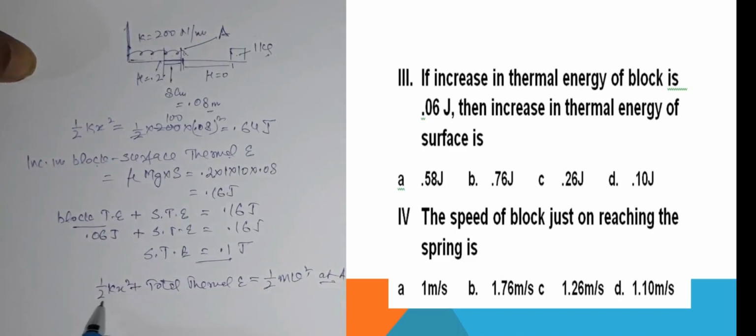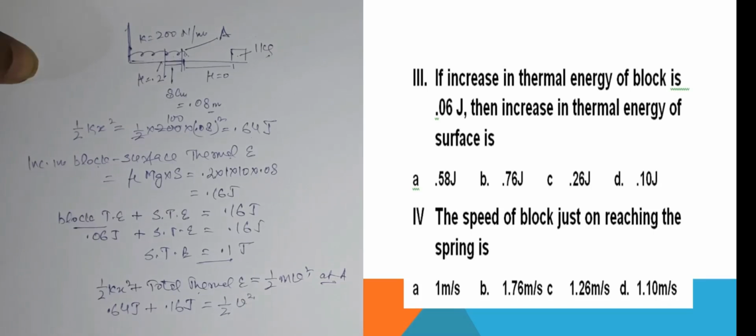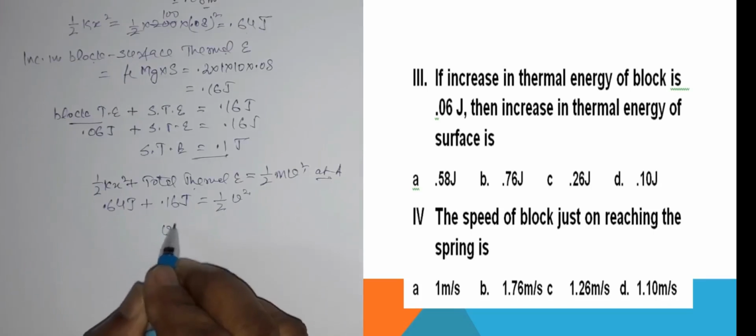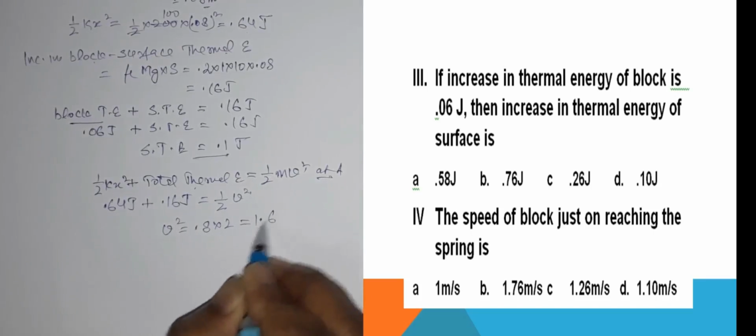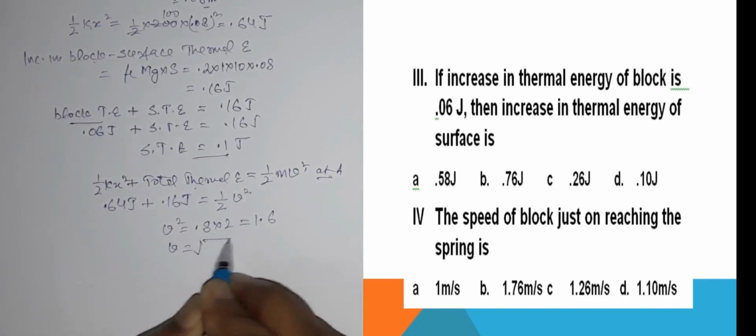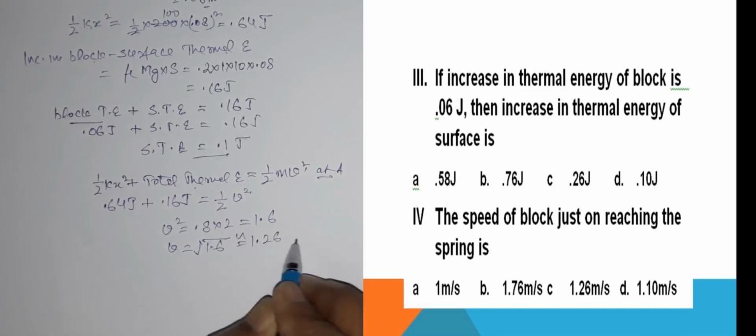So from here you can calculate half kx square, it was 0.64 joule, 0.16 joule, that is equal to half mv square, m is 1, that is v square. So from here you are getting v square is equal to 0.8 into 2, that is 1.6. So v is approximately, not exact, approximately 1.26 meter per second.